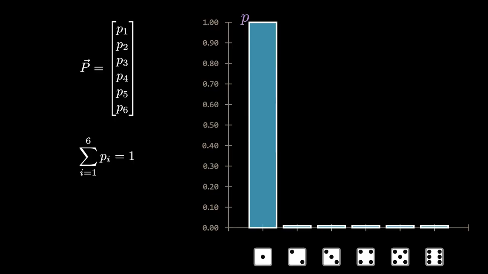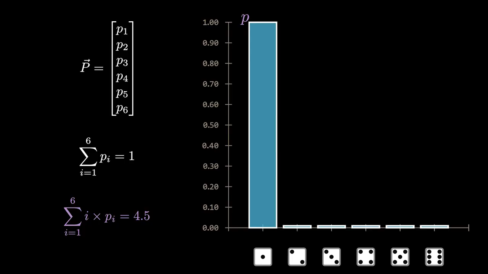But let's add a twist. Suppose we know one more detail. The expected value of a roll is exactly 4.5. This extra piece of information limits our possibilities dramatically. Some outcomes, like the uniform distribution, now become impossible, while others become more likely.